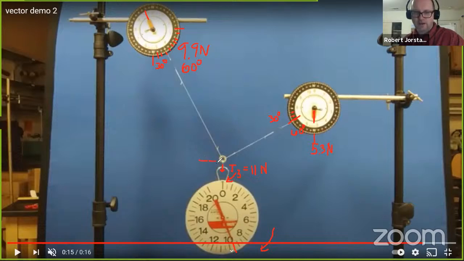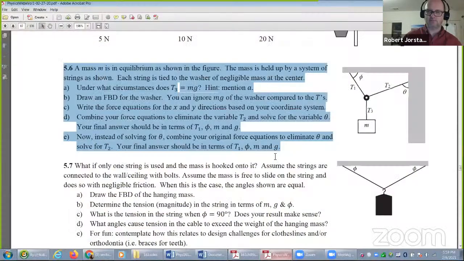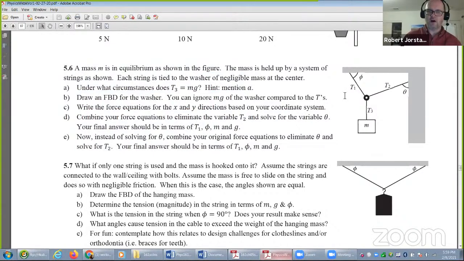Now, there's a little washer right here. That is negligible compared to these other forces. So let me be clear what I mean. M of the washer times g is approximately equal to zero compared to all these other forces. So we could ignore the weight of the washer itself compared to everything else that we're hanging on it. That is what I'm talking about when I show you this problem. Okay, we ignore the weight of the washer.